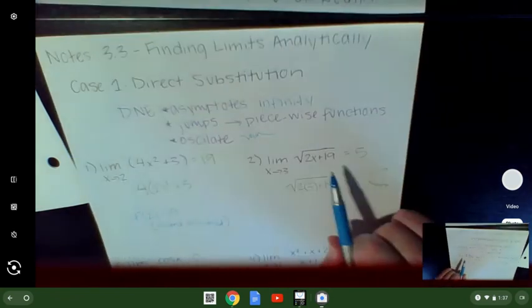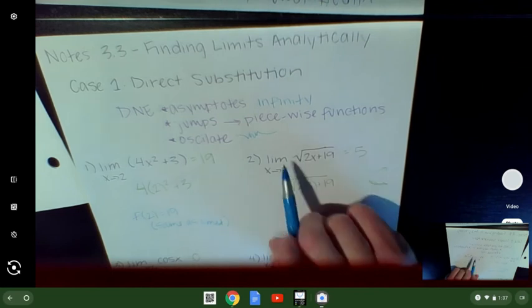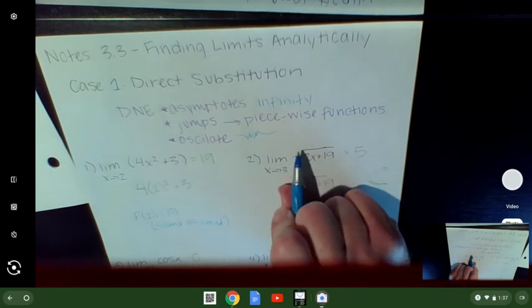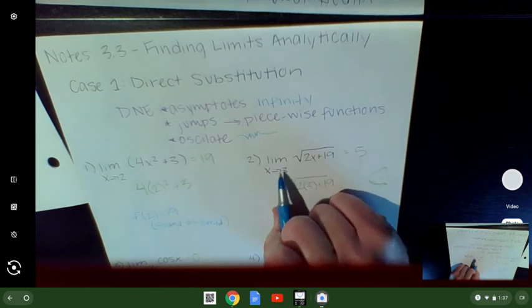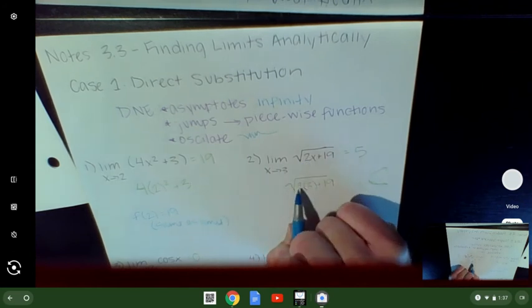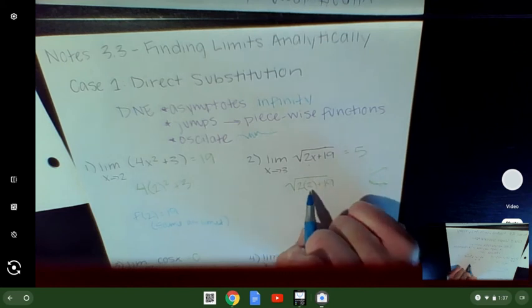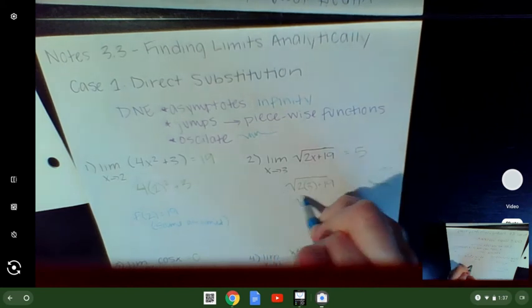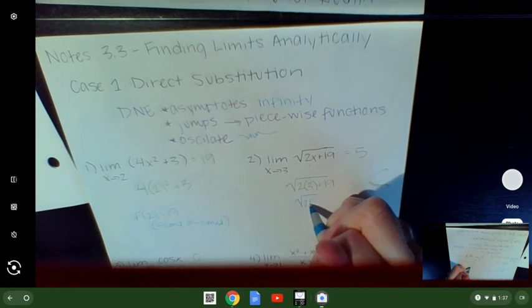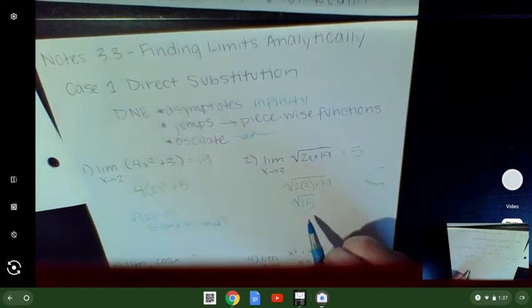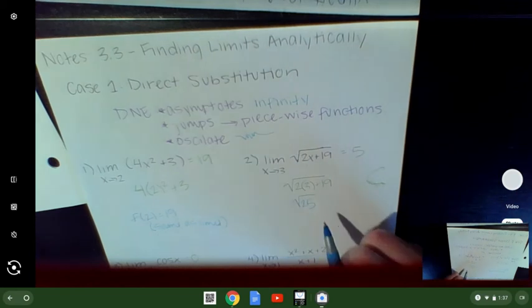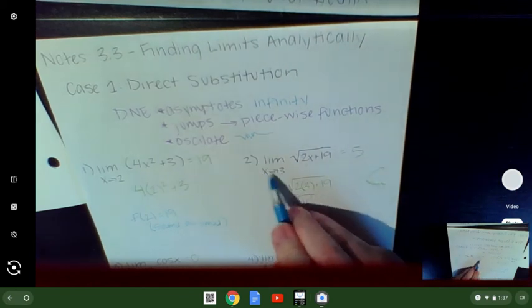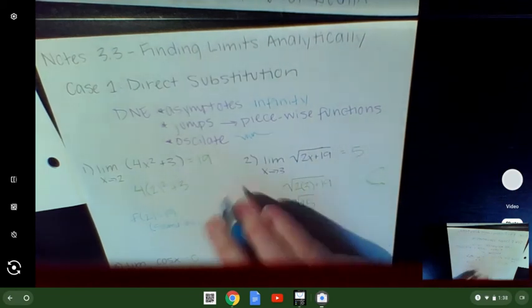Next one, we have a square root function. Now, square root functions do have a limited domain. We can't take the square root of a negative. So we want the limit as we approach 3. I'm going to plug it in, and I find out that underneath my radical, I get 25. 25 is not a negative. I'm not dealing with any weird situations on the graph. Square root of 25 is 5. Direct substitution worked. The limit as we approach 3 for this function happens to be 5.